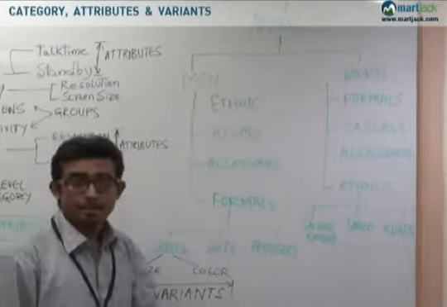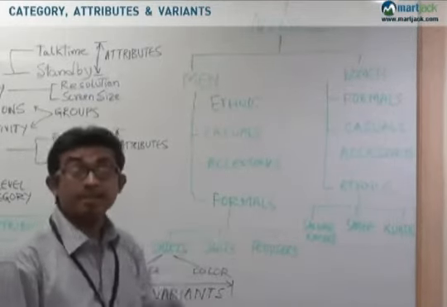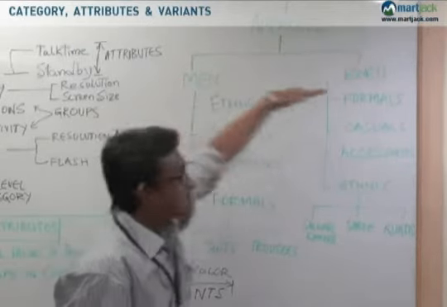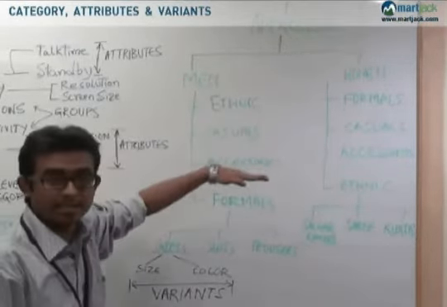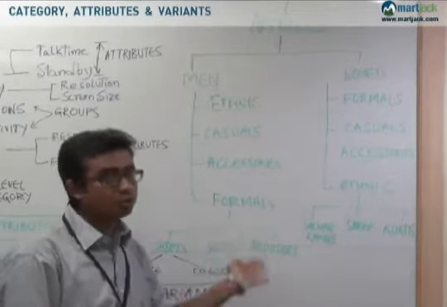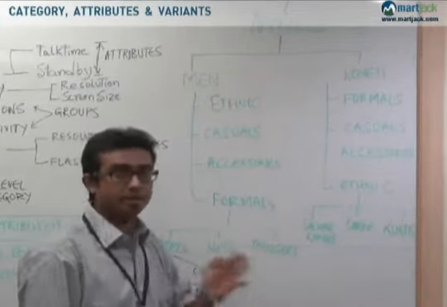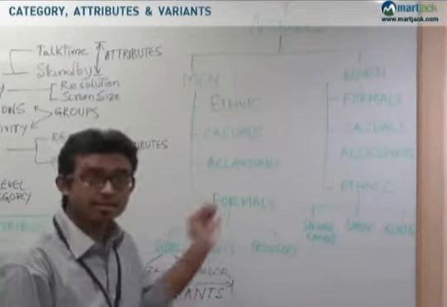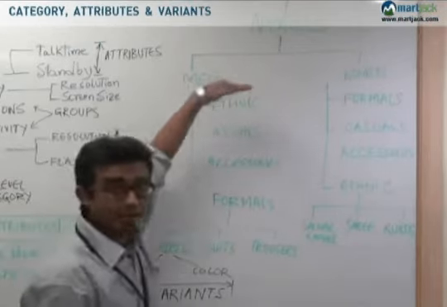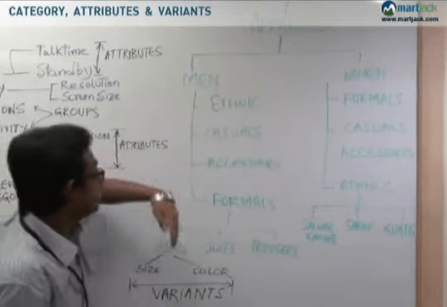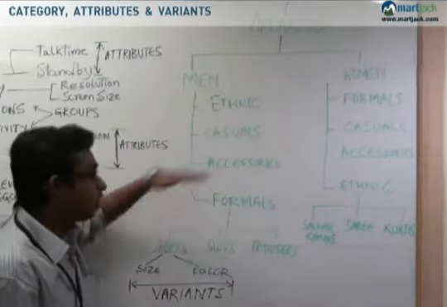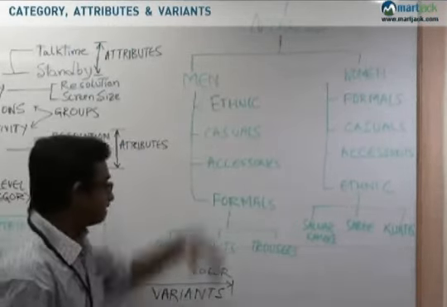Now let us look at apparels and consider this as a custom category. If apparels is a custom category, then the subcategories and the leaf level categories will have to be defined by the merchant. The attributes will also have to be defined by the particular merchant. These will be known as custom attributes. Now, say for example, the subcategories in the apparel section are men and women. The leaf level categories are ethnic, casuals, accessories and formals. Now let us consider the formal section.